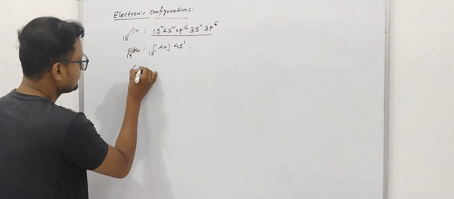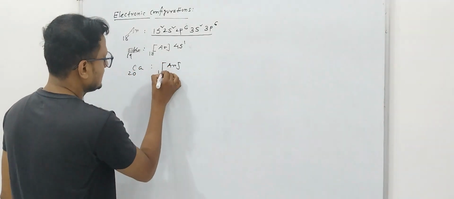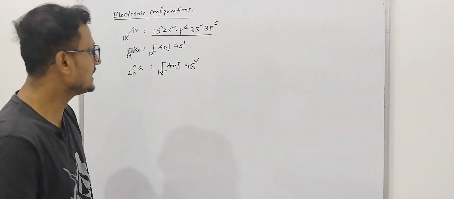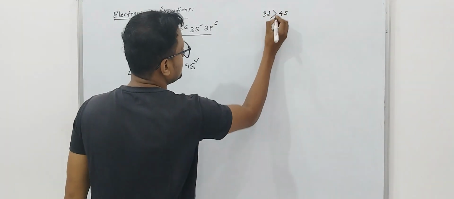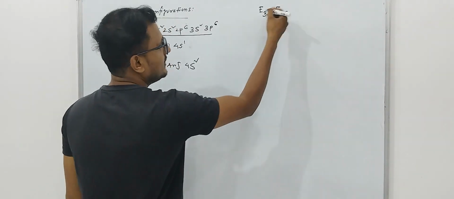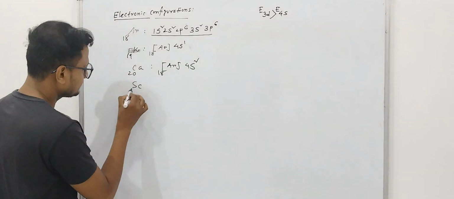Now for calcium it will be 20, argon 18, 4s2. Okay, this one we have to remember: the energy of the 3d orbital is greater than the 4s orbital. So here the 4s orbital will be filled up first, then the 3d orbital. Okay, now come to scandium.